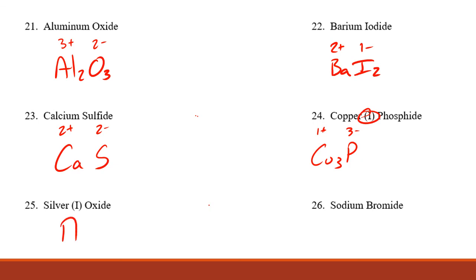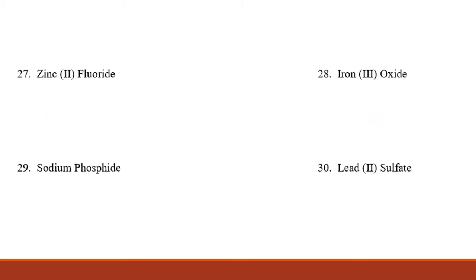Silver 1 oxide, start with Ag, O. Silver has a +1 charge, remember, Roman numeral, oxygen 2−, and crisscross to make it neutral. Sodium bromide is NaBr, and because we have a +1 and −1 charge, it's already balanced. Zinc 2 fluoride is ZnF. The charge is given by the Roman numeral. And for fluorine, we know it's a −1 charge. Crisscross.